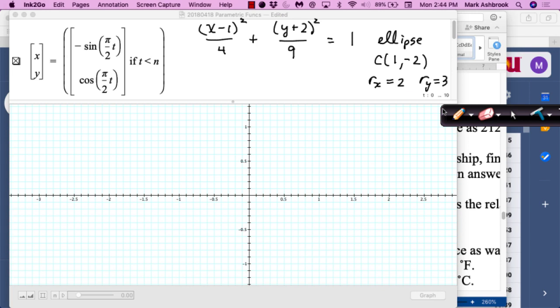Okay, and so I want to write this parametrically, right? This is just an equation of x and y. I want to write it parametrically, so I'm going to solve for y in terms of x, right? Is that the way to write an ellipse parametrically? Is that the natural way?